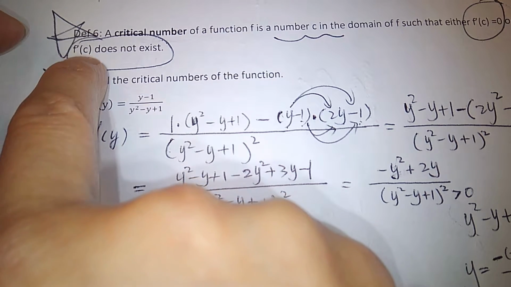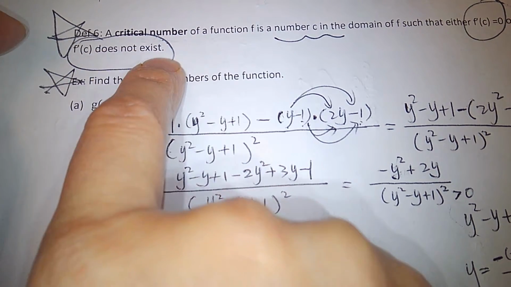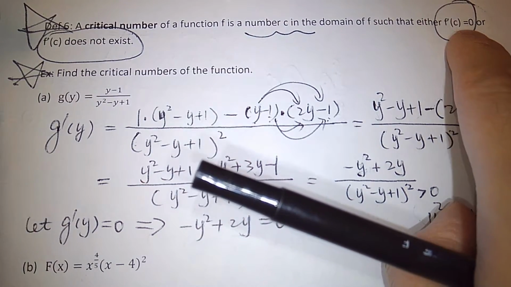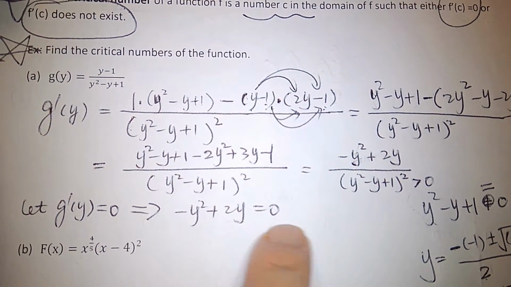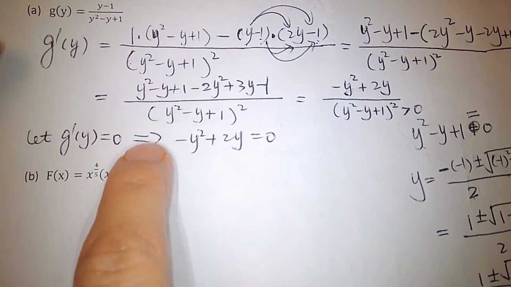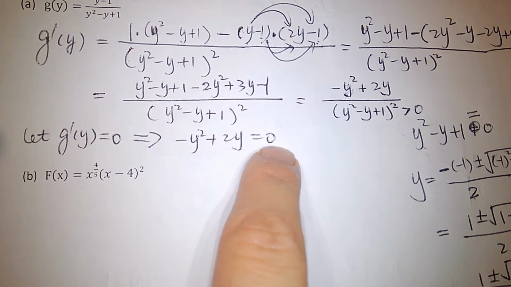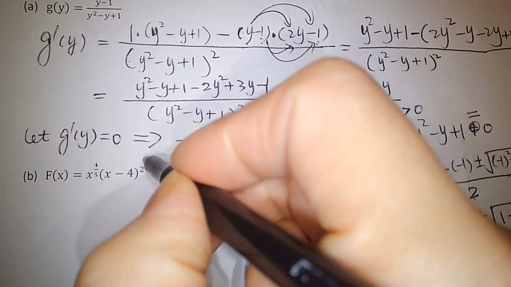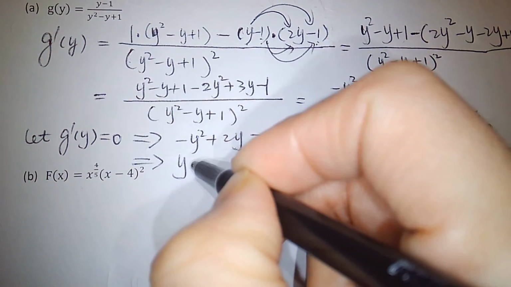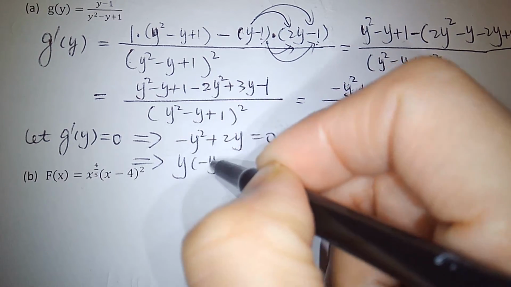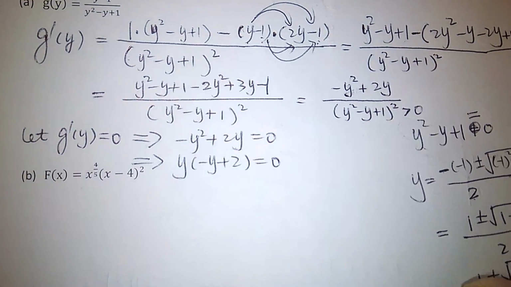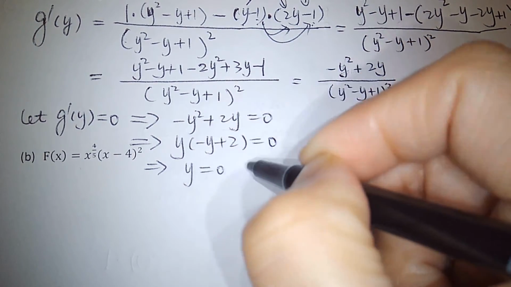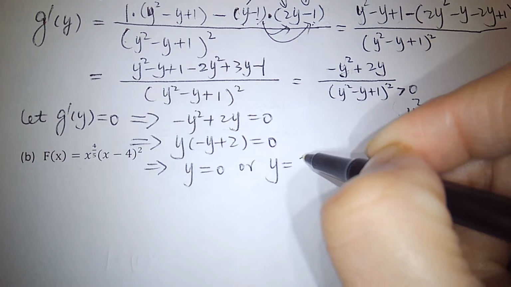So we cannot find such a c that will make f prime of c not exist. However, we may find this c when the derivative equals what? 0. Do you see that? Okay, so negative y squared plus 2y equals 0, can you solve for y that makes this equation satisfied? Pull the y out. So this one implies what? Either y equals 0 or y equals what? 2.